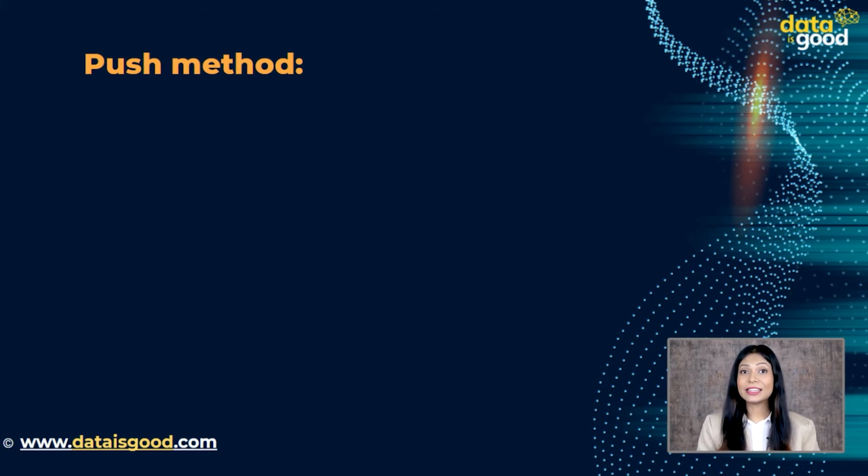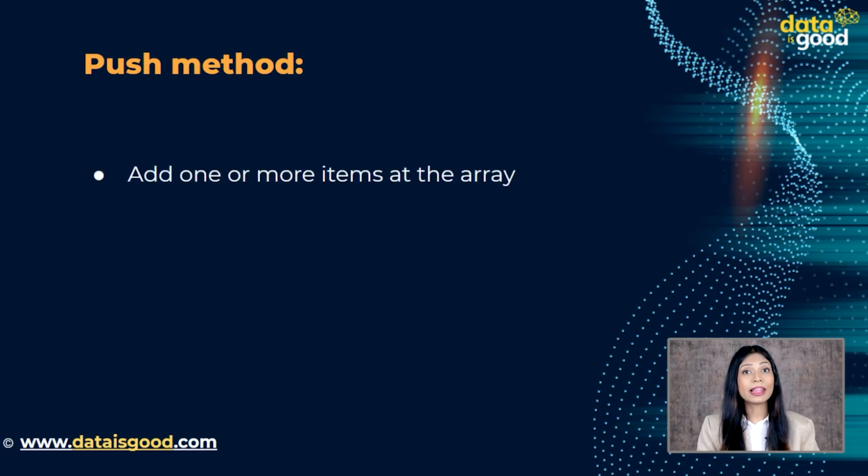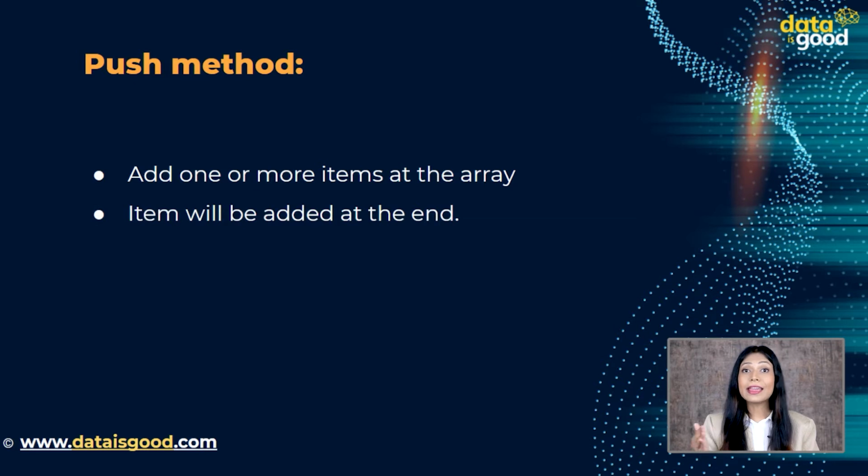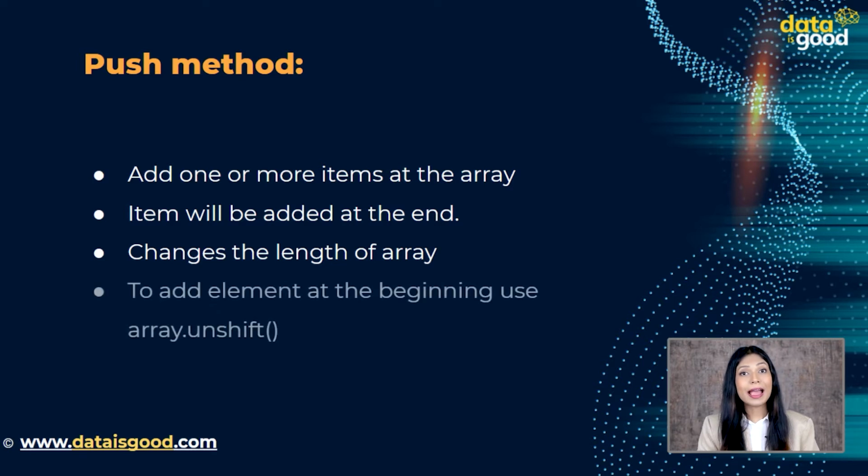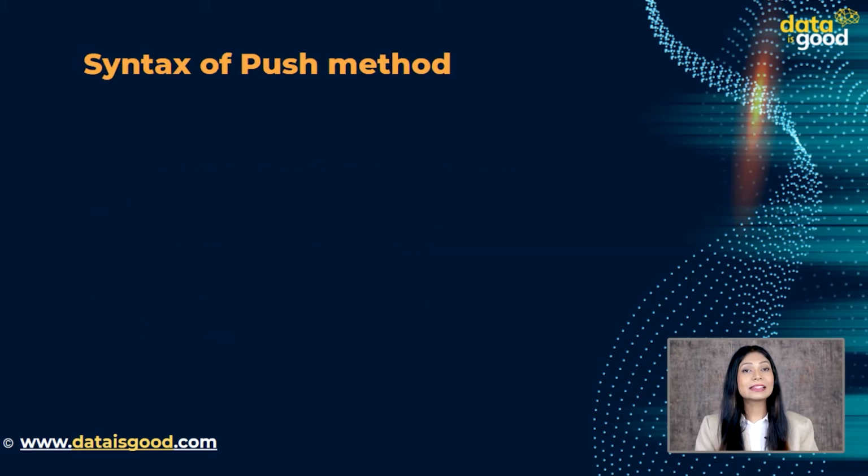As stated in the agenda, we will start with the definition of push. The push method adds one or more elements to the end of an array and returns the new length of the array. Remember, the new item will be added at the end of the array. And obviously, this method will change the length of that array. To add items at the beginning of an array, use array.unshift.